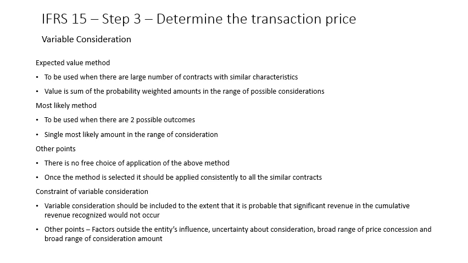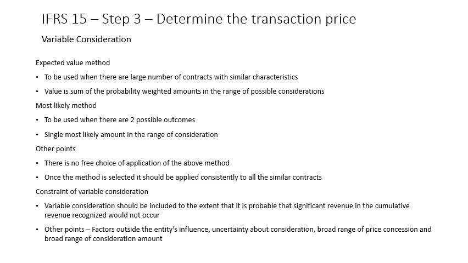The expected value method can be used when there are a large number of contracts with similar characteristics. The value is calculated as a sum of probability-weighted amounts in the range of possible consideration. The most likely method is appropriate when there are only two outcomes: the single most likely amount in a range of possible consideration amounts. There are a few points which need to be kept in mind.